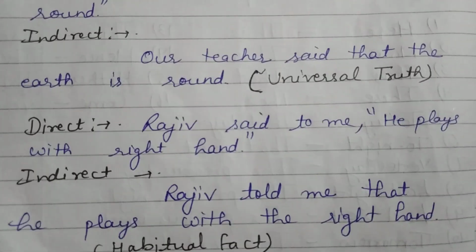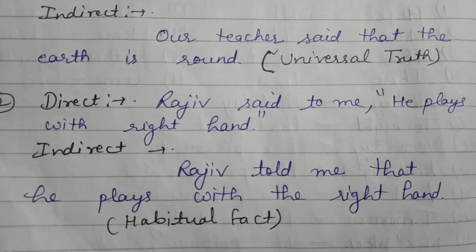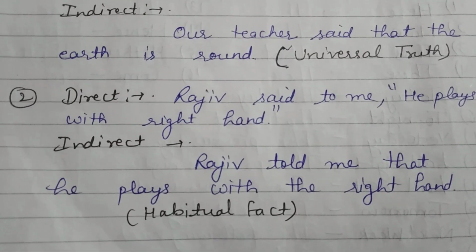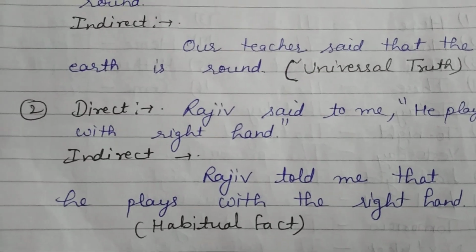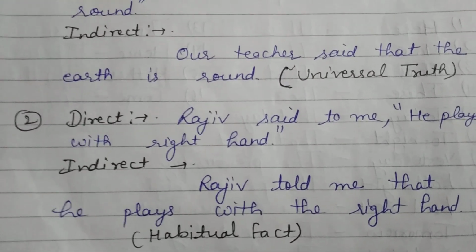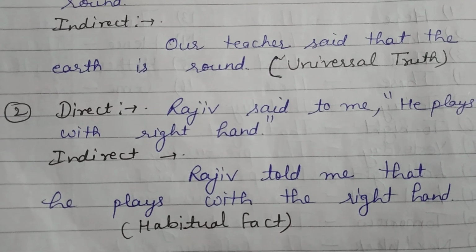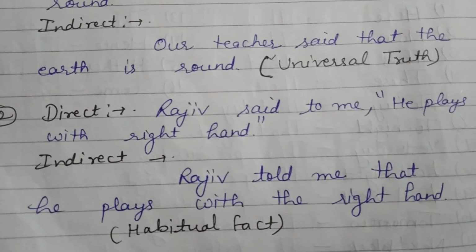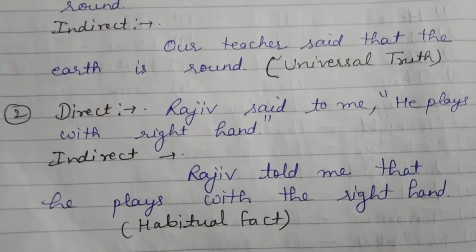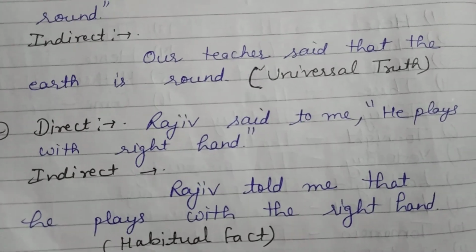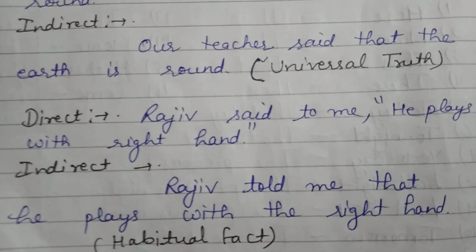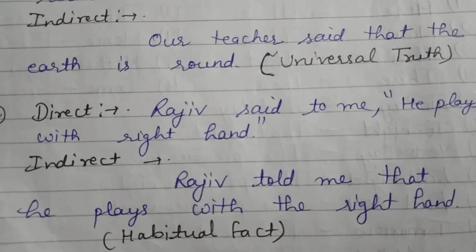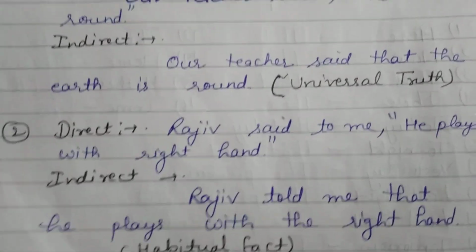Okay. Number 2: Rajiv said to me, he plays with right hand. Then when it becomes indirect speech, it becomes: Rajiv told me that he plays with the right hand. It is a habitual fact that he plays with the right hand, and there is no change in the tense. Okay.